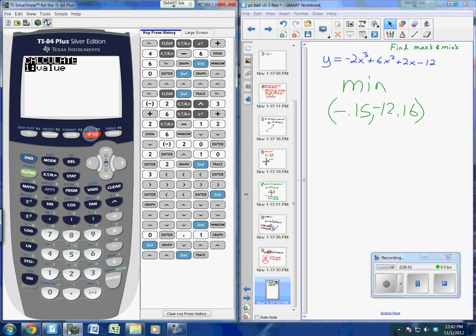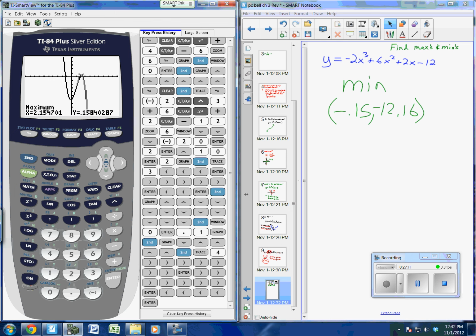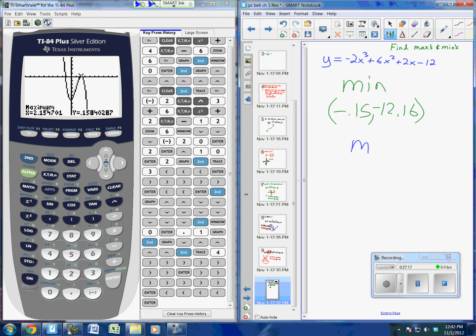Okay, second, table and trace, and we're going to go get a maximum this time, you guys. So we do that, and we go back up here, and it's asking me for a left bound. Am I left of the point? My cursor's to the left. I mark it. Now I go to the right because it's asking me for a right bound. I mark it, and I go back up for a guess, and it will give me 2.15, comma 0.1584. So my max is at 2.15, comma 0.16 if I'm rounding it to the nearest hundredth. You guys, that's what we want to do, is round it to the nearest hundredth.